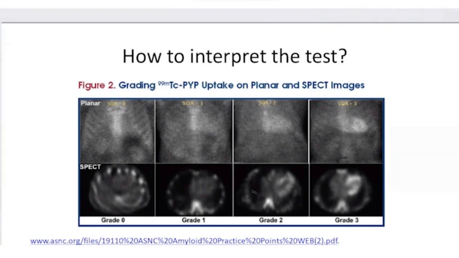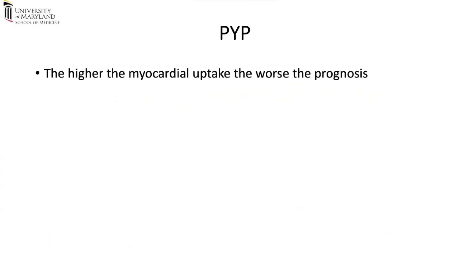Then we've got our grade 1 and grade 2. Grade 2, the heart is equal to the ribs, and this is suggestive. Again, the blood pool is clear here. It's diffuse uptake, and we're looking at the ribs and the heart. And then we've got our grade 1, where the heart is less than the ribs. All right. The higher the myocardial uptake, the worse the prognosis. So that grade 3 has a worse prognosis than a grade 2 or grade 1. Remember, if it's taking up PYP, there's more amyloid protein in that myocardium.